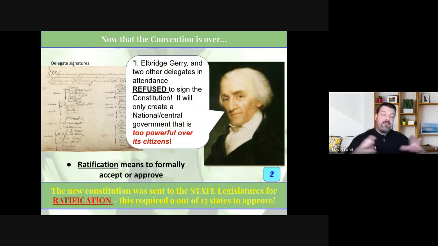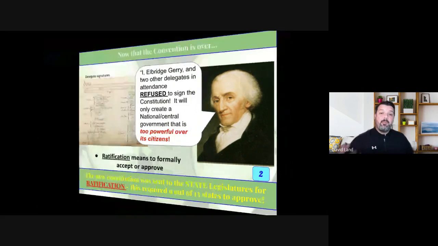Oh, real quick, ratification means to formally accept. So every time we're using that word in class, we're saying that the Constitution is being accepted or approved.